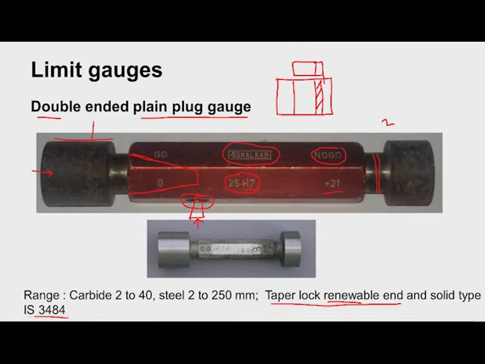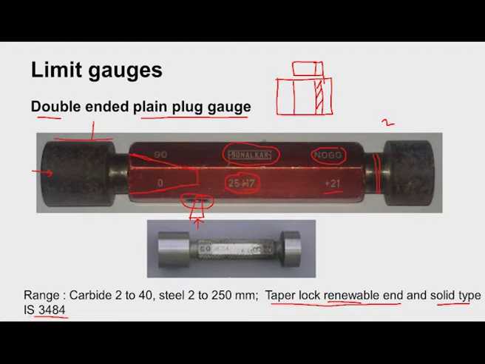And coming to this, it is the solid type. You can see here the handle, go gauge and no go gauge are all made in a single unit. So this is a solid type plug gauge. If the nominal size is less, we can go for solid type. If the nominal size is more, like 25, 30, 35, then we go for the renewable, taper lock renewable type.